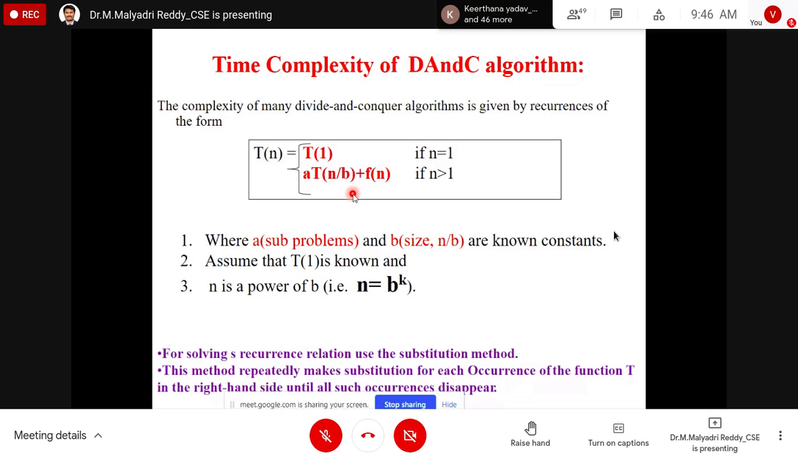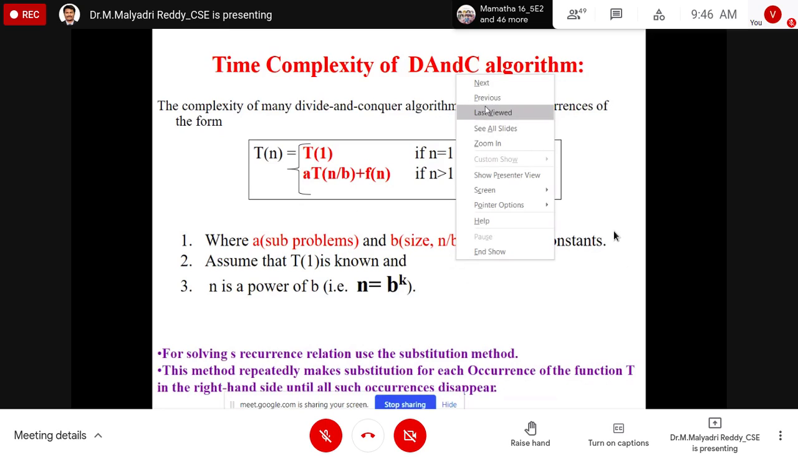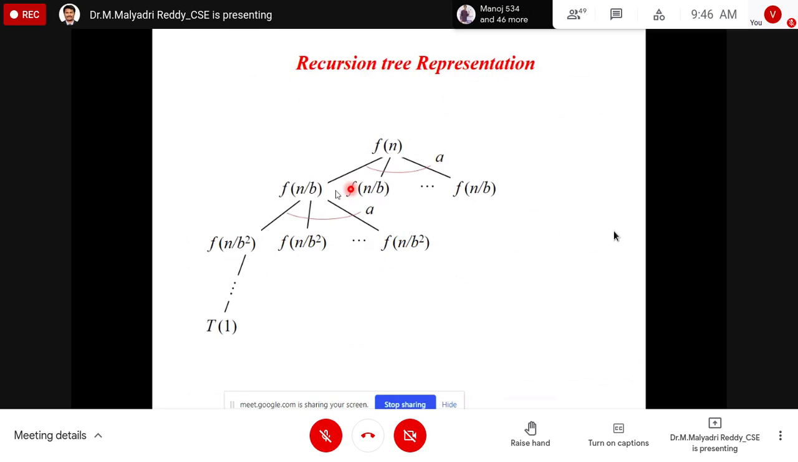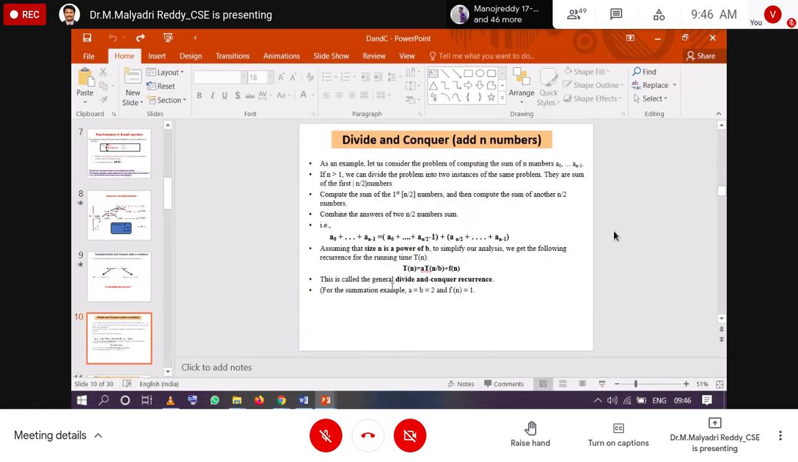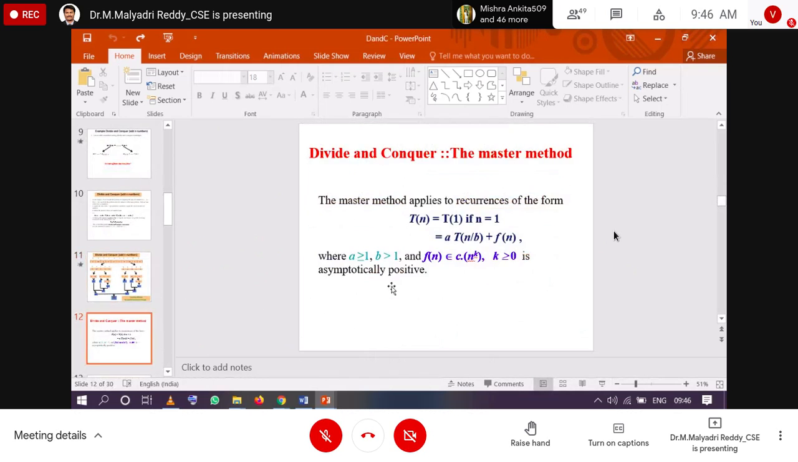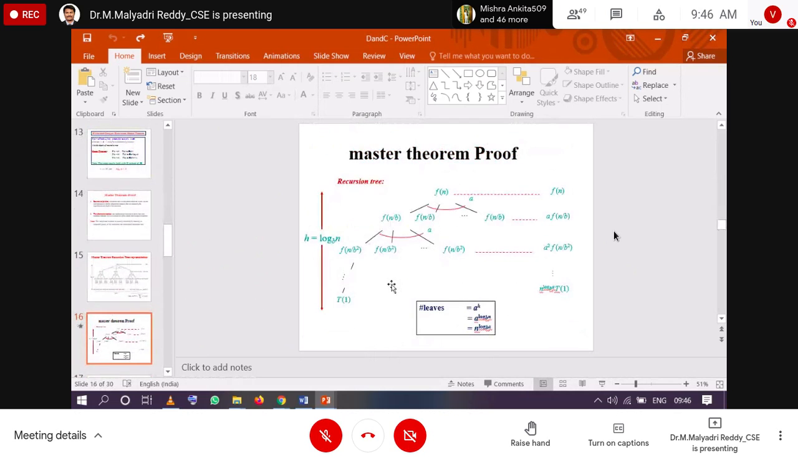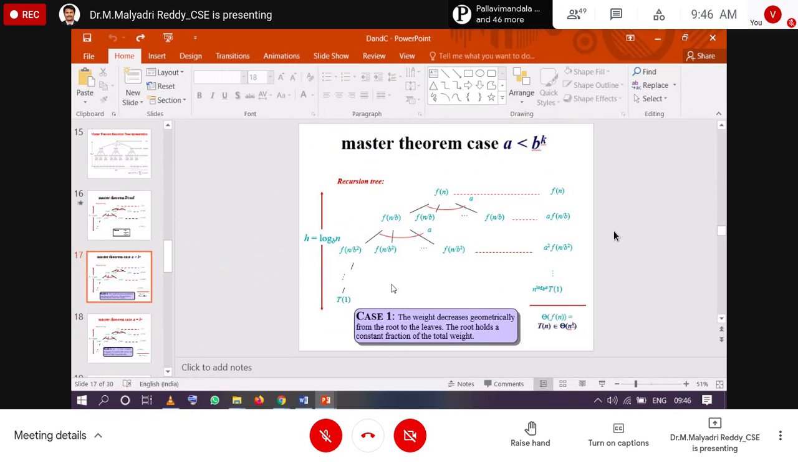Mostly no one asks for the solution by the master theorem. The master theorem is to solve the A T of n by B plus F of n recurrence, generally called the master theorem solution. Mostly they don't ask. If you are interested, you can also learn it. It is very simple, already explained. Like this you have to present. So this is the master theorem explanation. Where is that? This one. Master theorem proof.